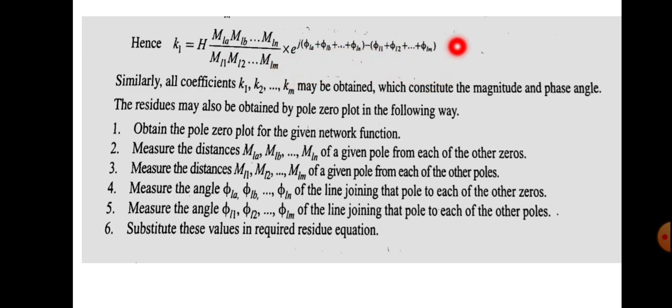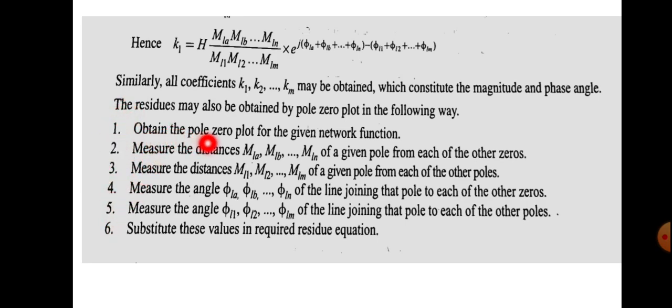Now this equation is a little complex, so it may be confusing. Don't worry, it will be clear when you are doing a problem. Next we can find similarly all coefficients K1, K2 etc. up to Km, and in this manner these will also constitute a magnitude and phase angle. So there is another method for finding K1 and K2 from the pole zero plot. These are the steps that we are going to adopt when we are doing a problem.